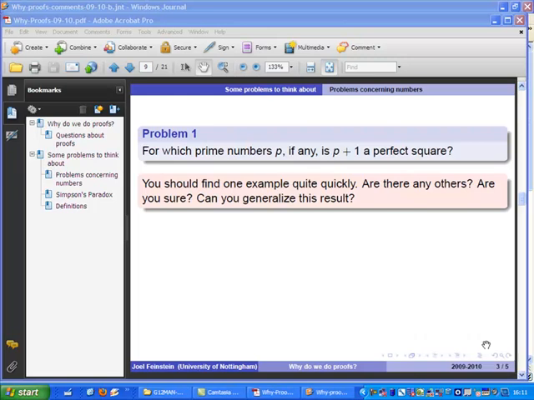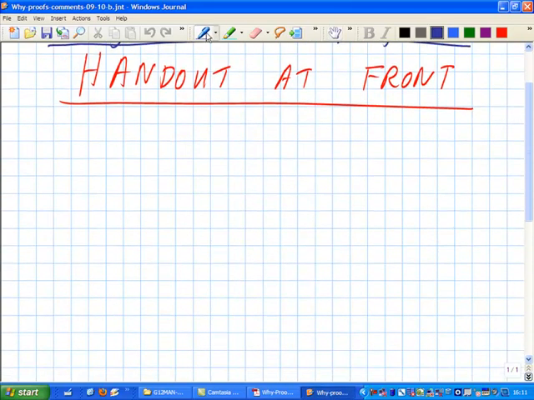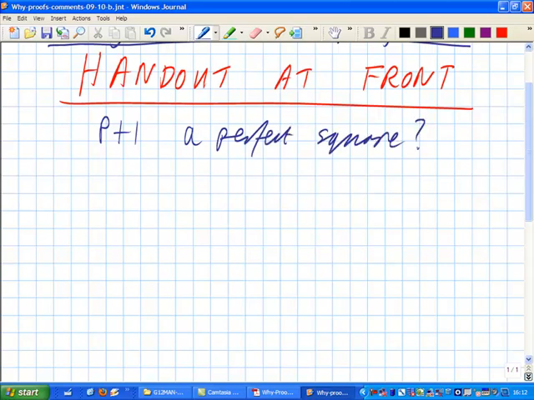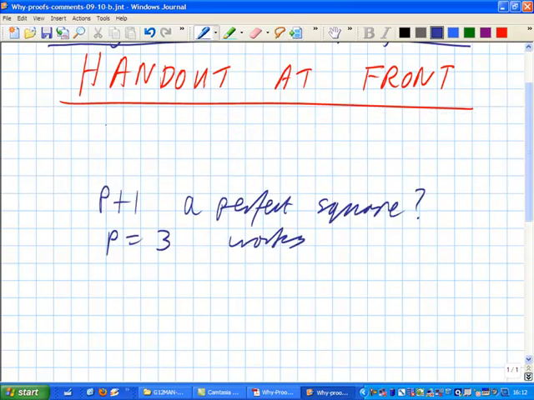Okay, so let's find out how people have got on with that. Let's pick up my comments document. I'm pretty sure everybody found out that 3 works. So this is the p plus 1, a perfect square. P equals 3 works. This is problem 1, of course.